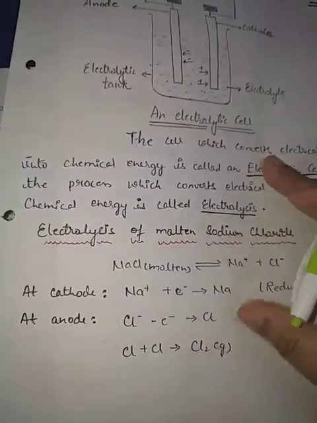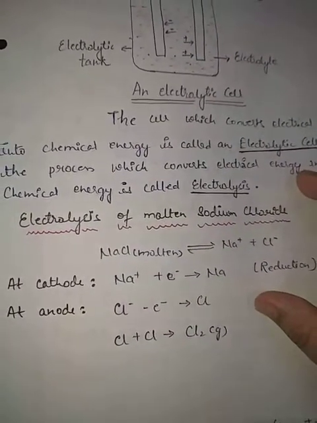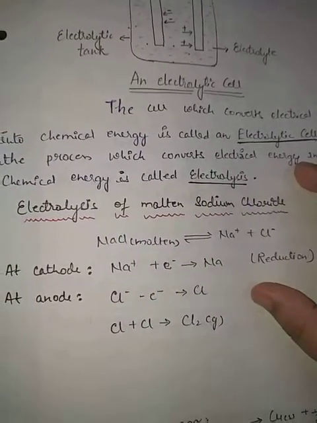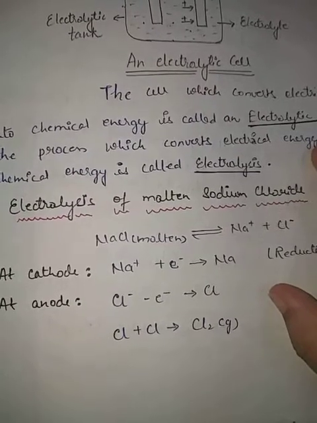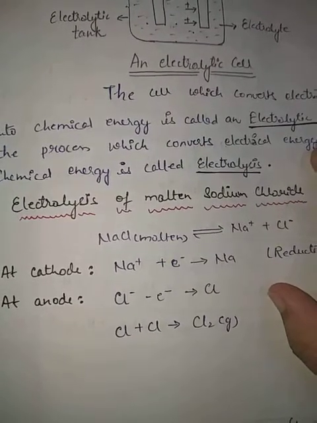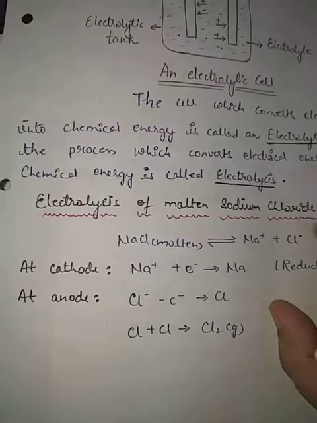See here, first we'll see the electrolysis of molten sodium chloride. Molten sodium chloride means we have just increased the temperature of the solid NaCl to melt it. That molten sodium chloride will dissociate into Na+ and Cl- ions.